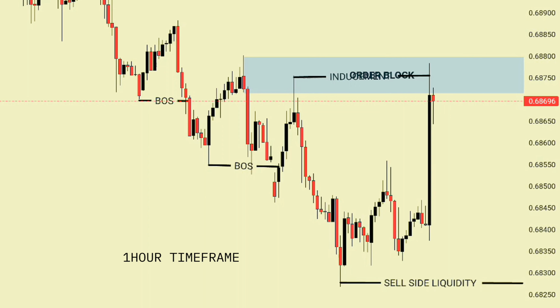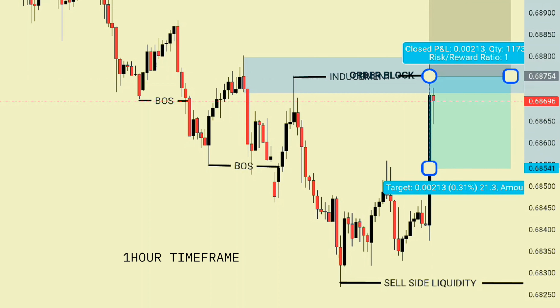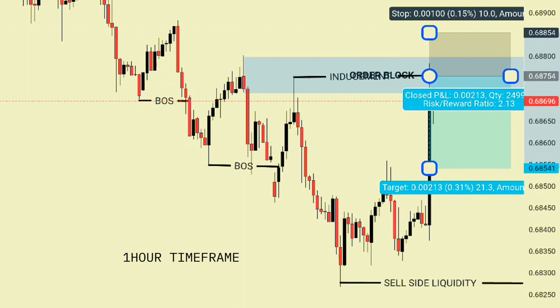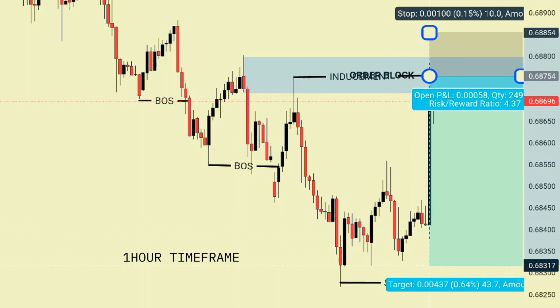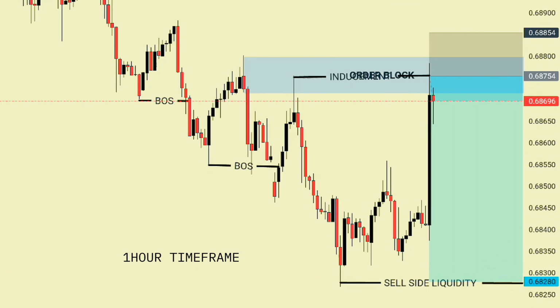When price completes inducement and finally returns to the order block, that is the moment of truth. Price taps into the order block, reacts instantly, and begins forming strong bearish candles. This is where we execute our sell trade. From here, the market moves exactly as expected.